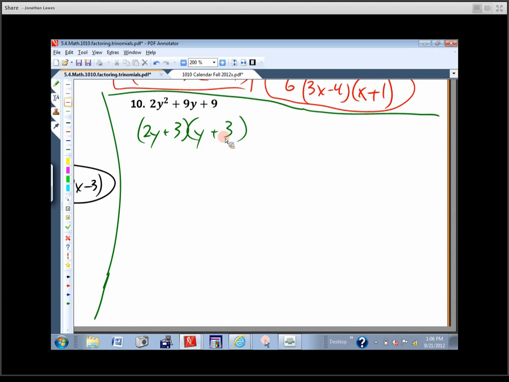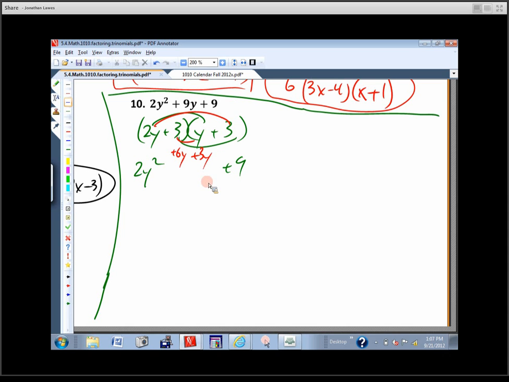Now, if we check this, that makes a 2y squared. Those make a 9, so we're in good shape there. At least we got that part right. And then let's check these guys. If I do 2y times this, I get 6y. If I do 3 times this, I get 3y.